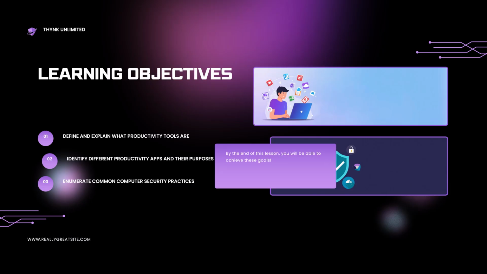At the end of our lesson, you should be able to, first, explain what productivity tools are. Second, identify different productivity applications and their purposes. And third, enumerate common computer security practices. As we go through the lesson, think about the applications that you already use at home or in school.